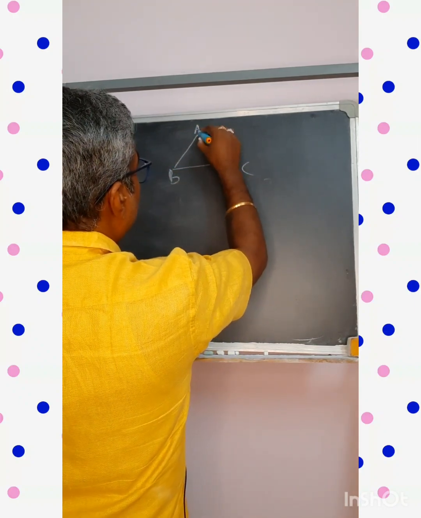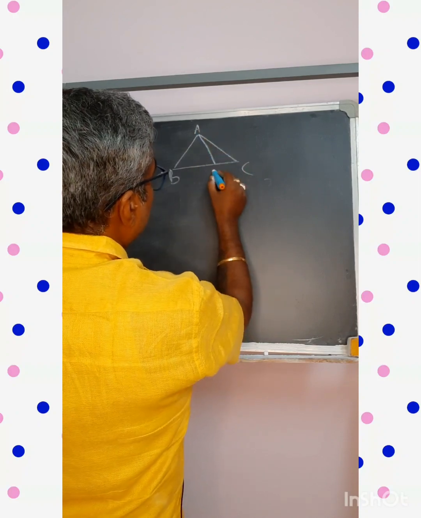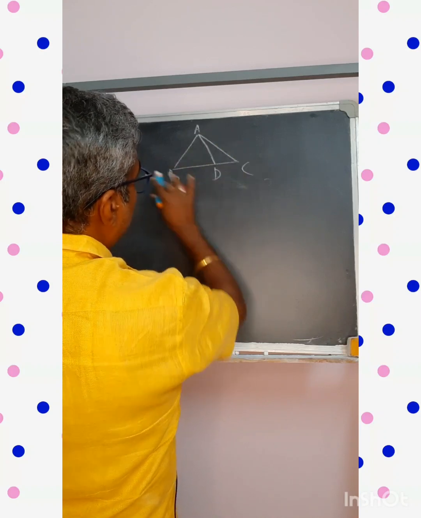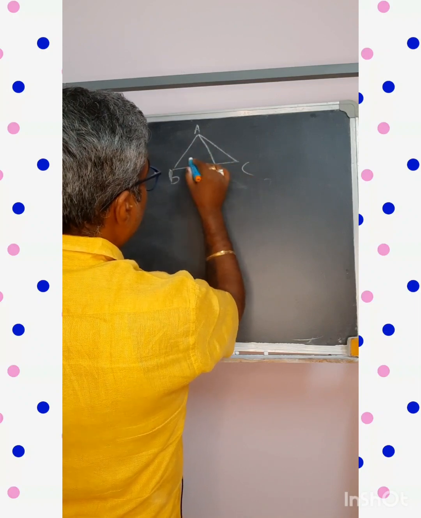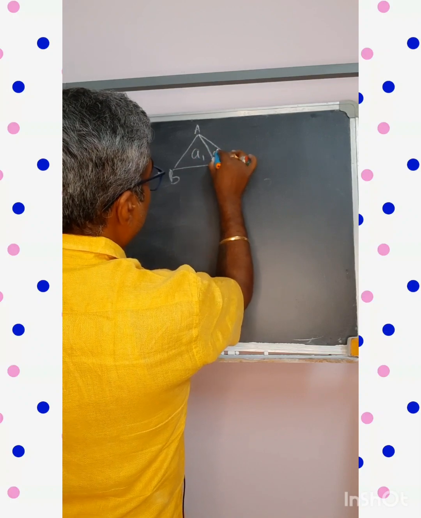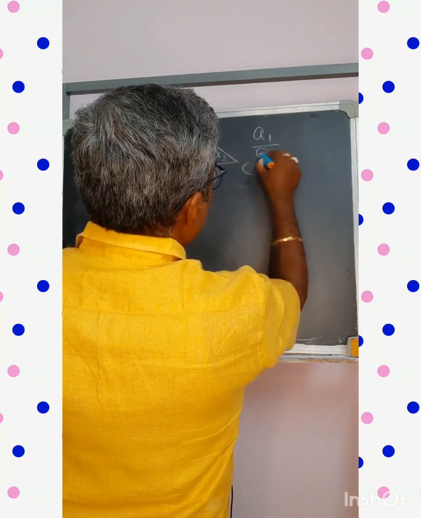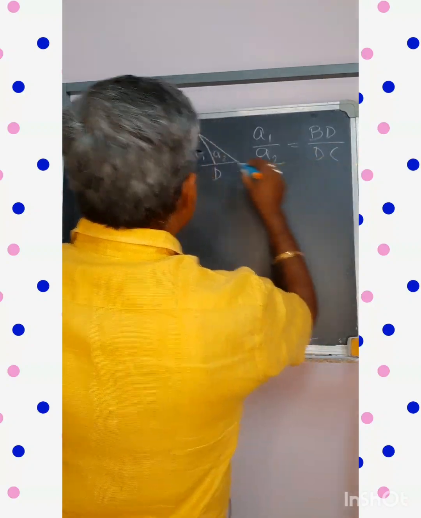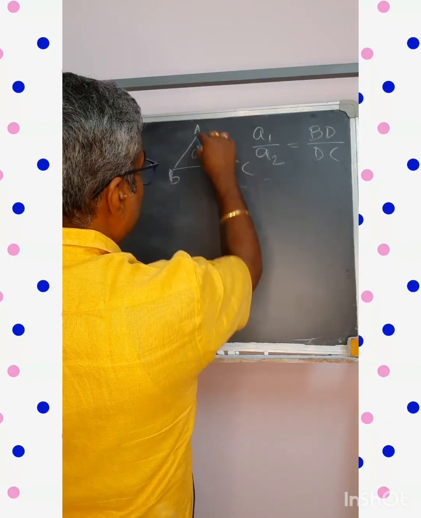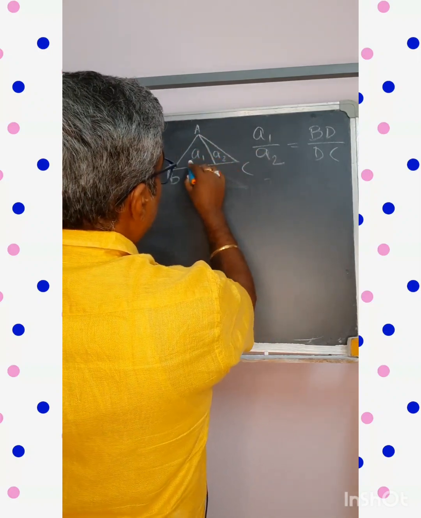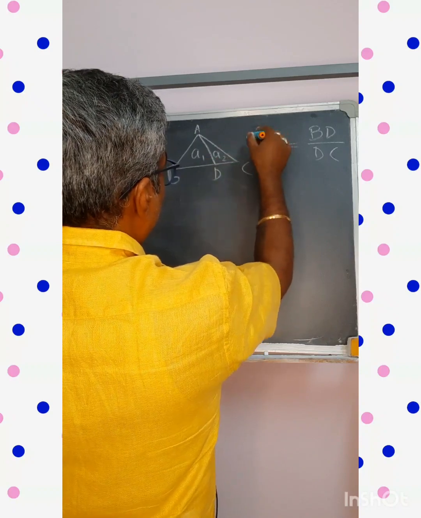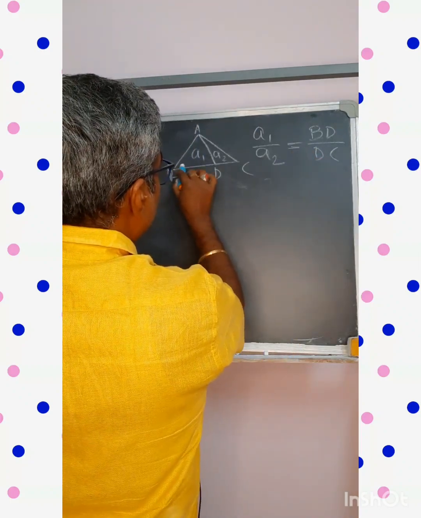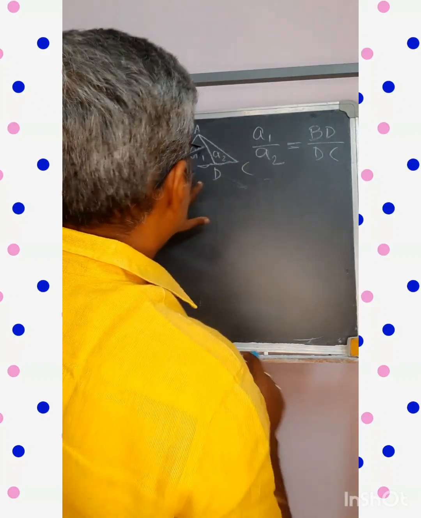I will start this class with a concept which says: if a triangle, let's say ABC, is divided by a line which is drawn from A up to BC and cutting at D, and this line divides the total triangle in the ratio of BD and DC, and the areas divided are, let's say, A1 and A2, then it can be proved that A1 is to A2 is equal to the ratio of their respective bases. So the line AD, if it is dividing the area of the triangle ABC into A1 and A2, then the ratio A1 to A2 will be equal to the respective bases, BD is to DC.